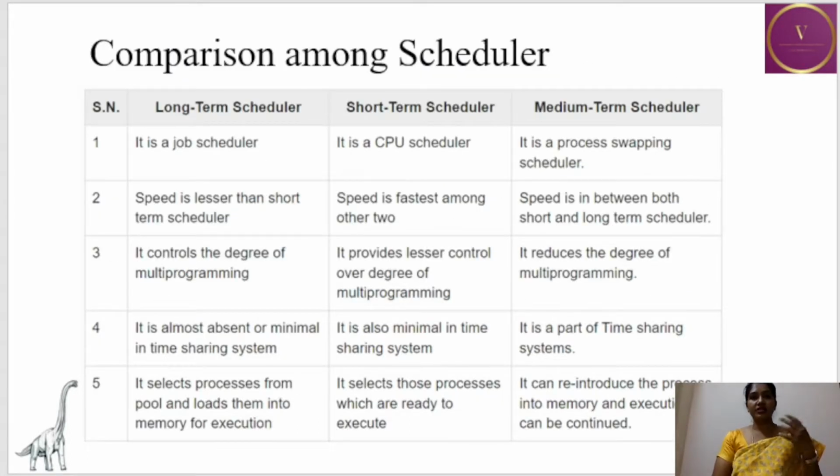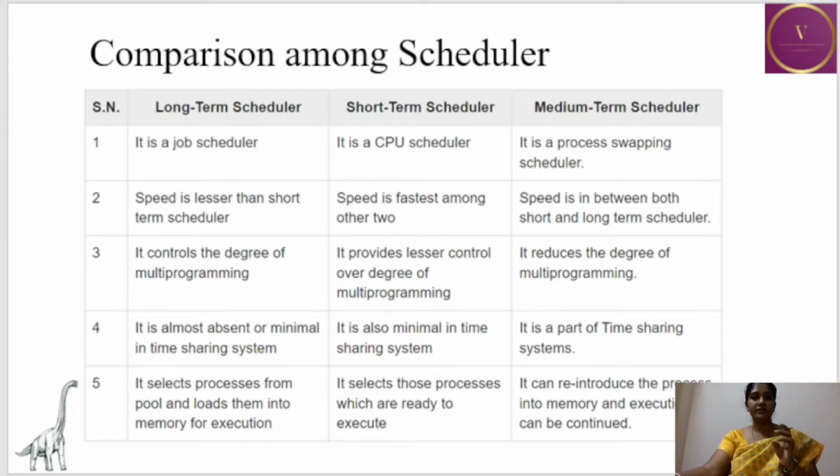That's all about the three types of schedulers. Now we will see the comparison among the schedulers. Long-term scheduler is the job scheduler. Short-term scheduler is the CPU scheduler, and medium-term scheduler is the process swapping scheduler. The speed of the long-term scheduler is less than the short-term scheduler, whereas the speed of the short-term scheduler is the fastest. And for the medium-term scheduler, the speed is in between both short and long term.